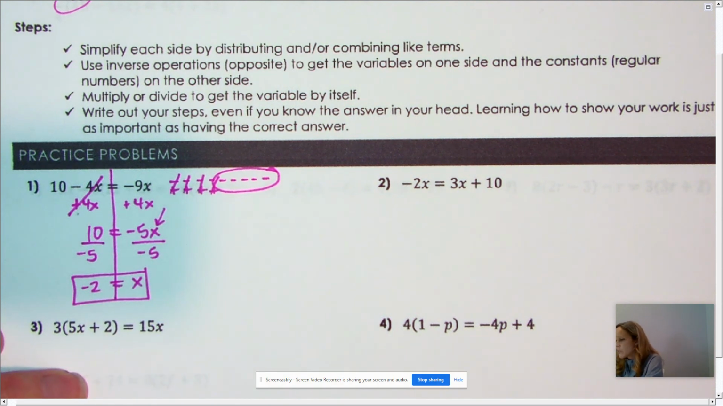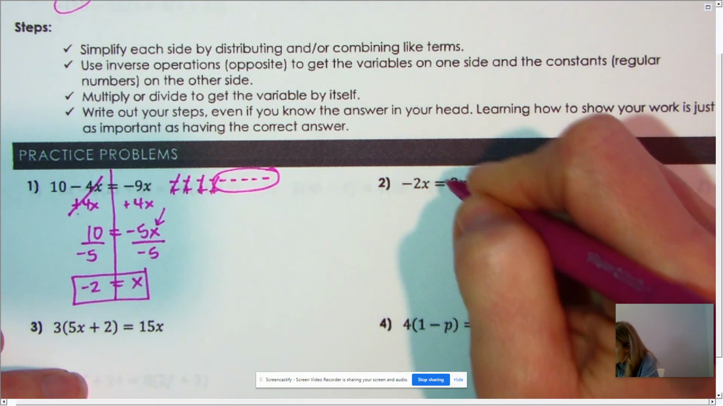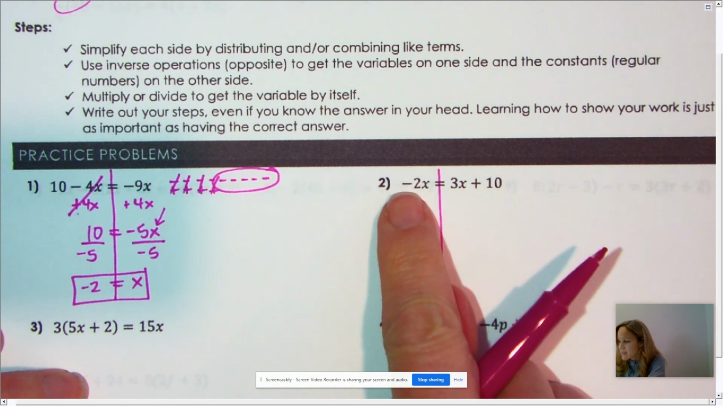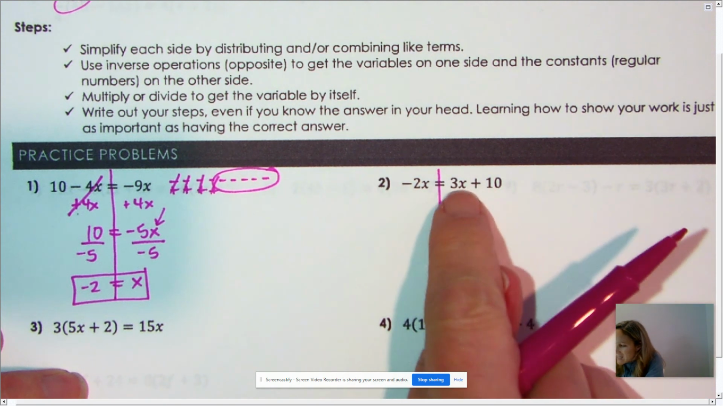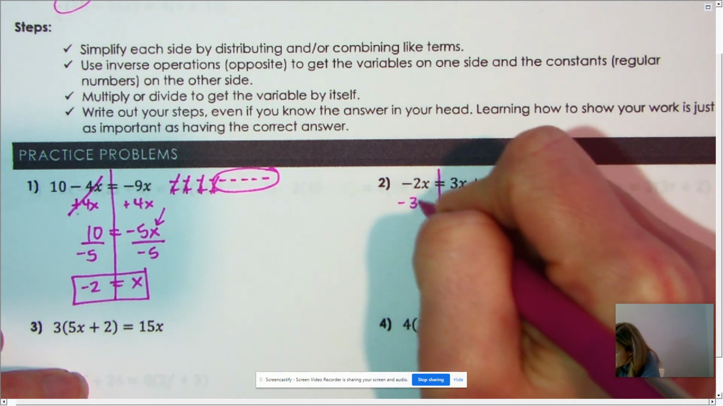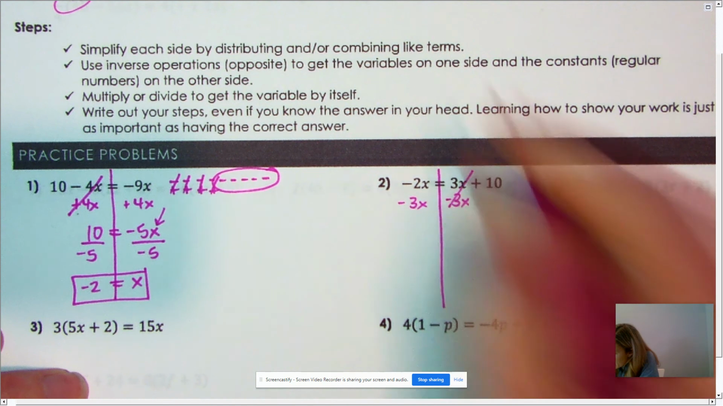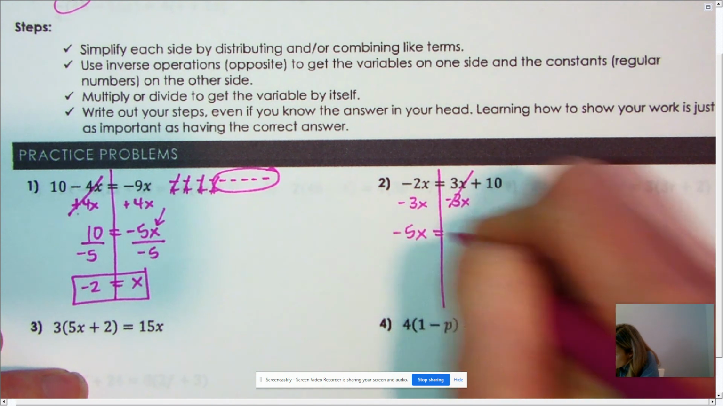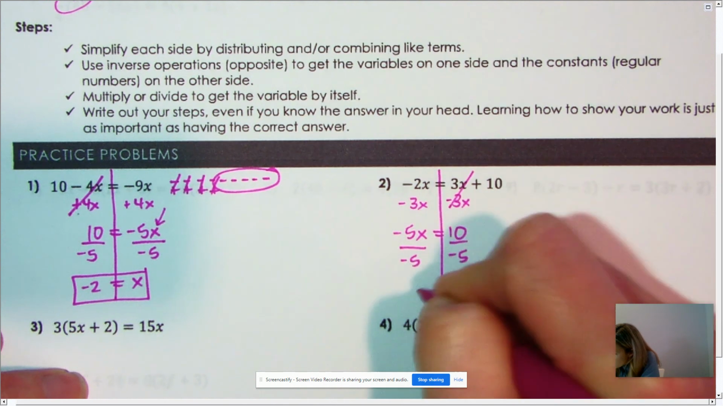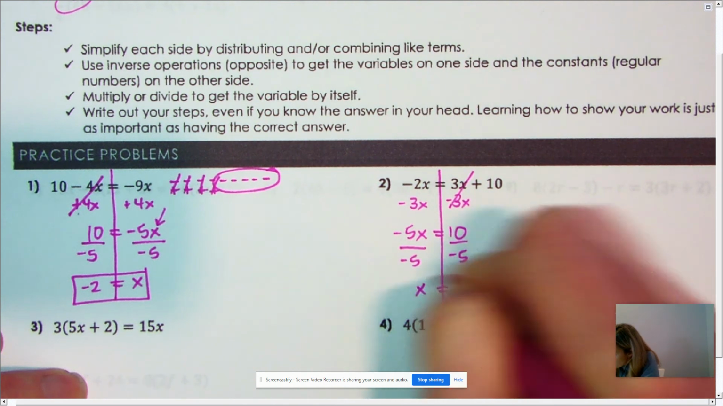Okay, problem number 2. Same thing. I already have some numbers over there, so I'm going to move my x's on over. So I'm going to cancel out those x's. So I'm going to go -3x on both sides. And then I have -5x is equal to 10. Then I'm going to divide by the -5. So I get x is equal to -2.